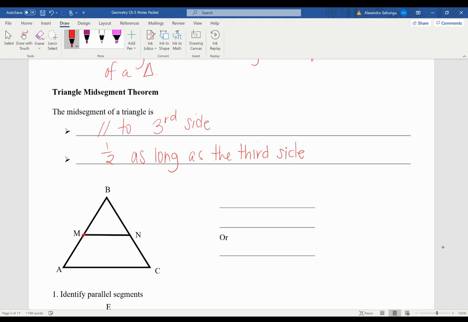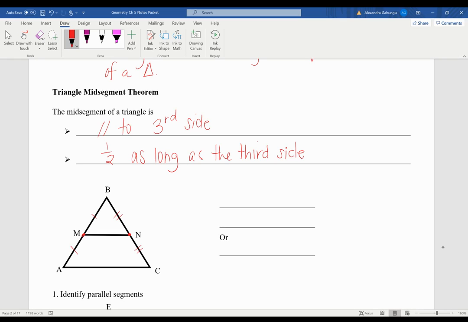Let's say M is a midpoint of AB. So that means it makes two congruent parts of our sides here. And N is our midpoint of BC. So we have two congruent segments there.